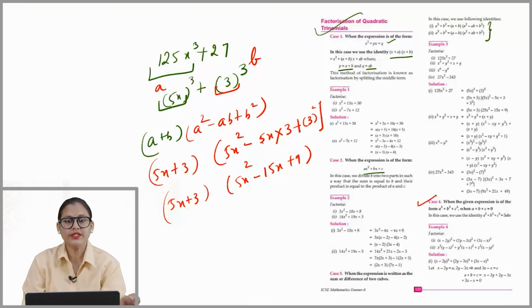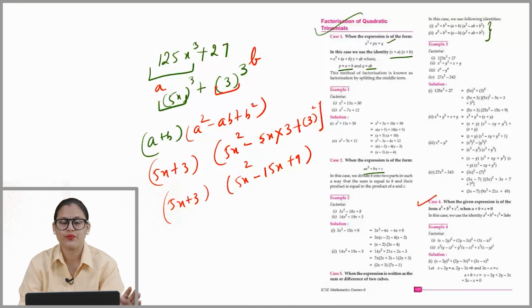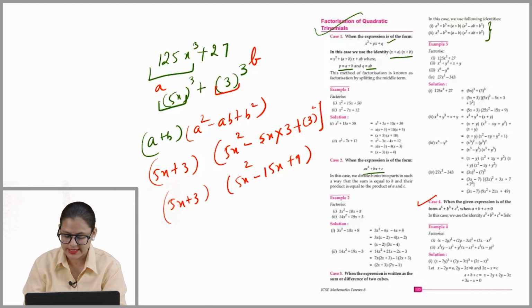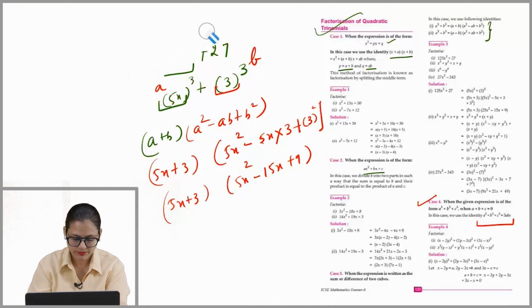Next, case number 4. When the given expression is of the form a cube plus b cube plus c cube, when a plus b plus c is equals to 0. So in this case, we use this identity, a cube plus b cube plus c cube is equals to 3abc. Okay, let's do example 4.